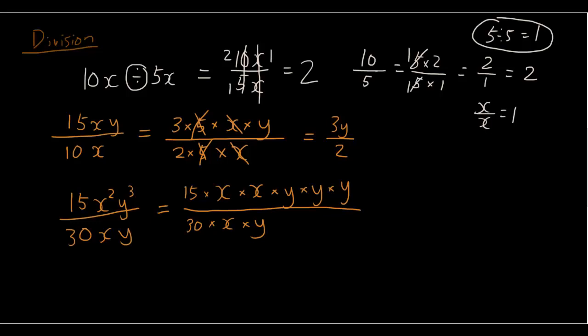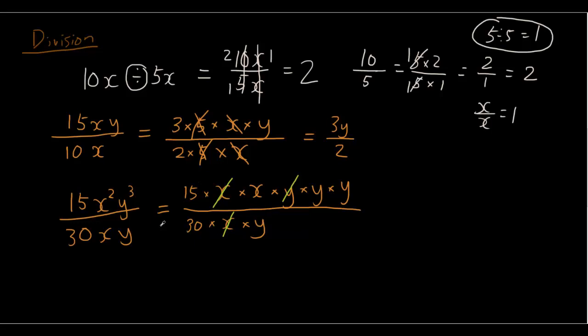Okay, now when we are crossing things out, remember you can cross out an x once from the top and an x once from the bottom. So this x here remains on the top, you can't touch that one. And then when we cross out a y from the top, we cross out another one from the bottom. So you're left with y times y on the top. Now 15 over 30, you can simplify that down to 1 over 2, because both of these numbers can be divided by 15. 15 divided by 15 is 1. 30 divided by 15 is 2.